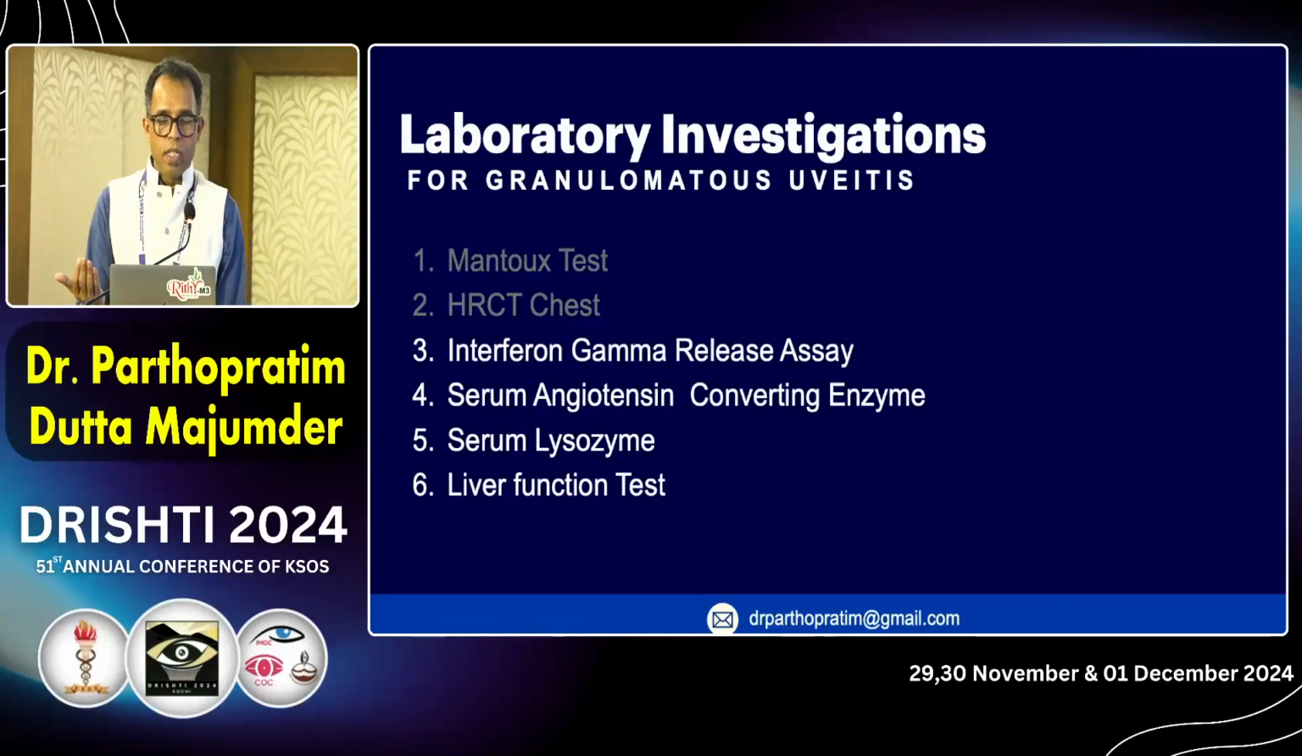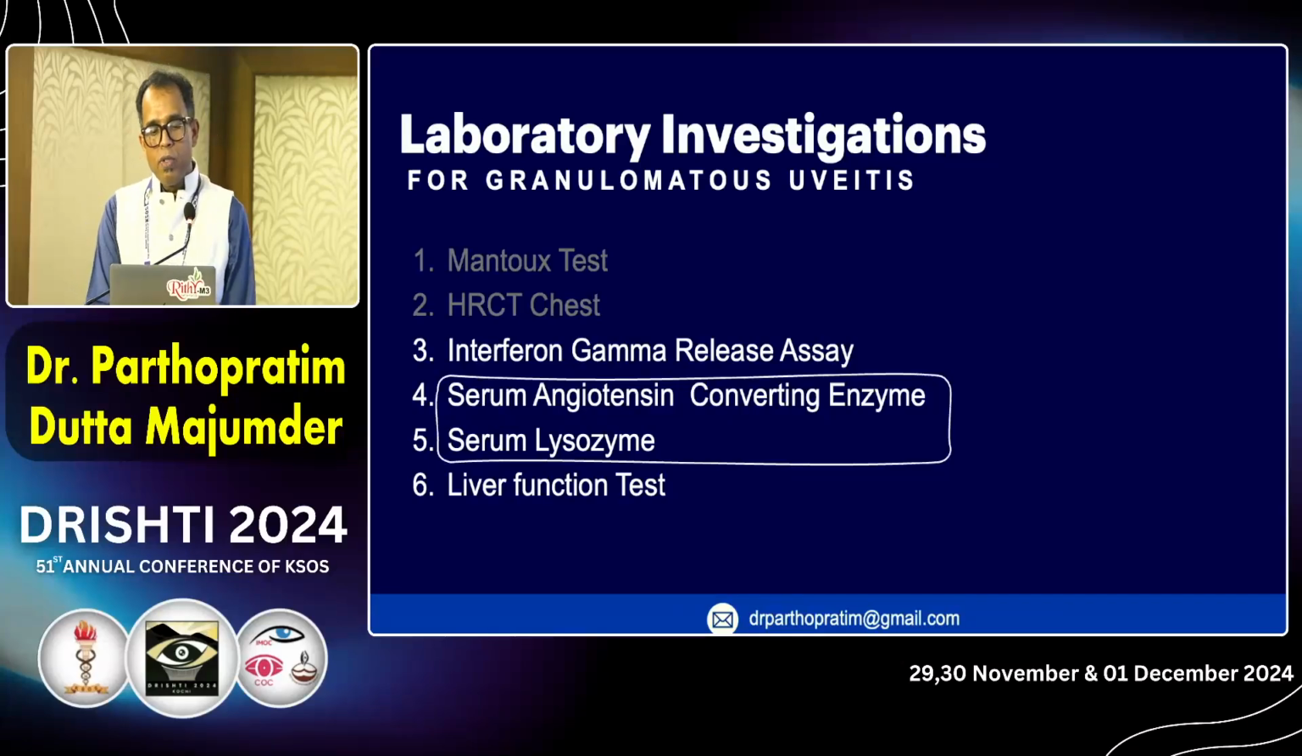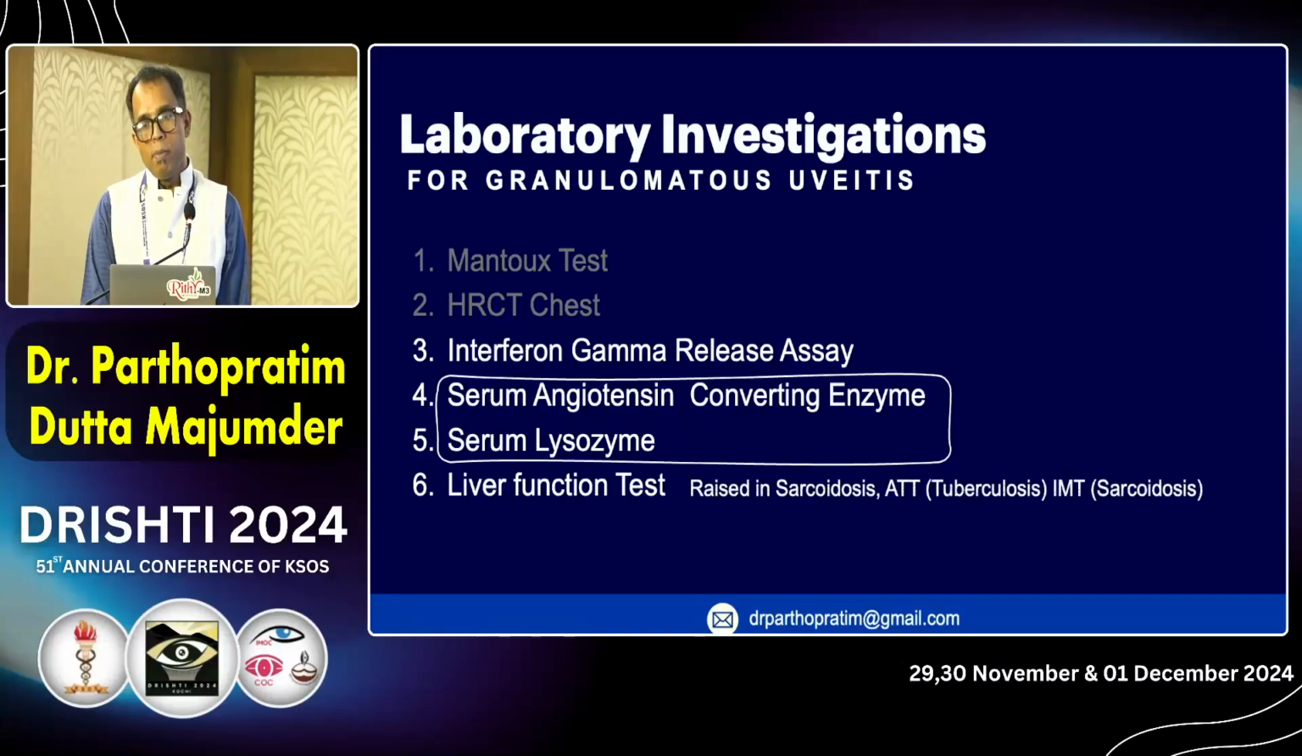We have MON2, HRCT and all. One by one we'll see here. Serum angiotensin converting enzyme and serum lysozyme are very important tests in sarcoidosis. But sometimes you may have to depend on the HRCT, because these tests are often low, as they represent the granuloma load of the sarcoid, and sometimes in ocular sarcoidosis there can be a localized granuloma. Liver function test is also important because it is raised in sarcoidosis, and before ATT and immunosuppressives you have to do that properly.